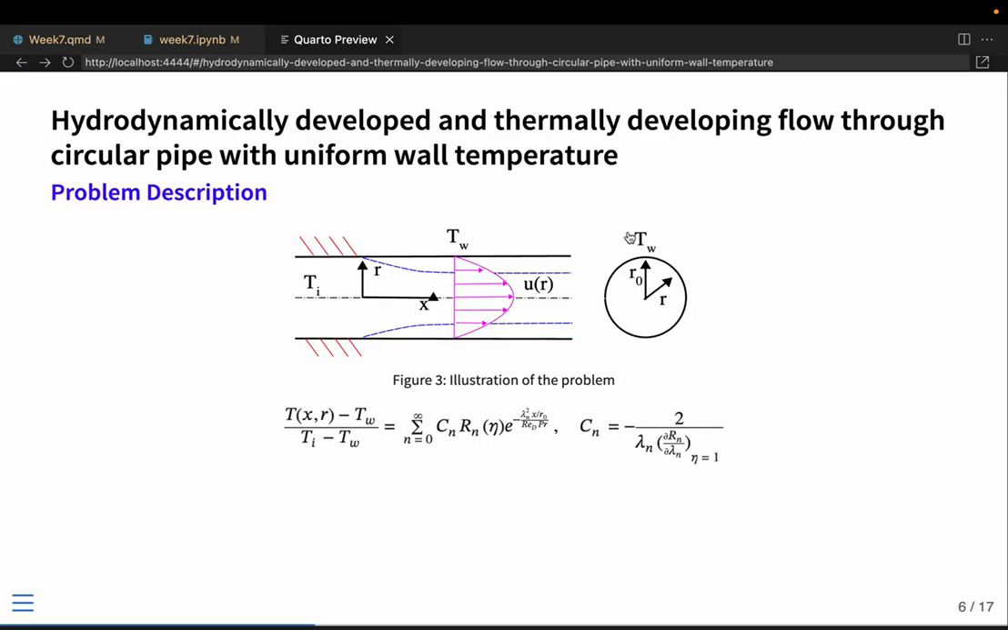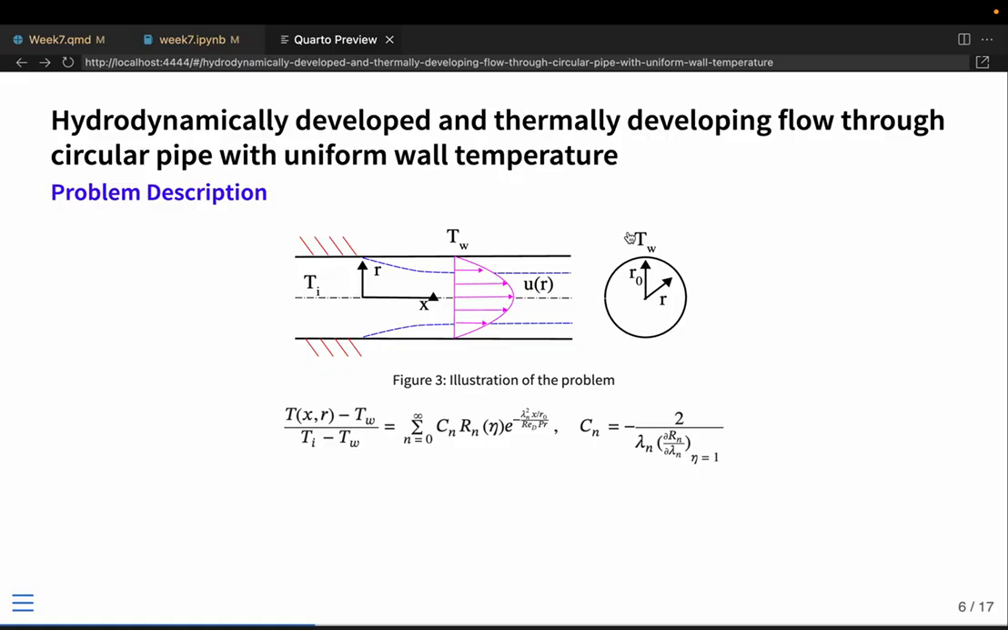The next scenario is one where we have constant wall temperature instead of uniform heat flux. In the previous case, if you recollect, when we assumed the thermally fully developed case, the mean temperature would vary linearly. But here the wall temperature is constant, and the mean temperature will grow exponentially and eventually reach the wall temperature at infinite length. If you have an infinite length pipe, then it would eventually reach the wall temperature. That was the relation we obtained last week.